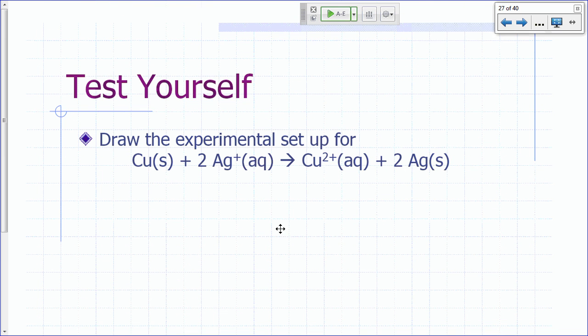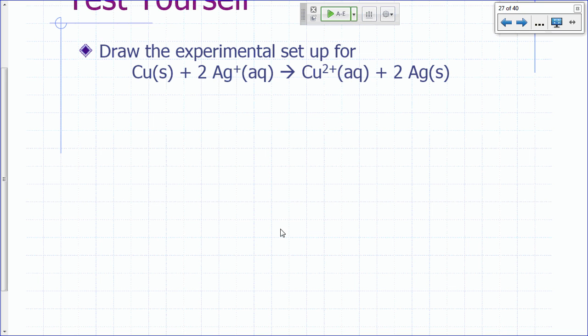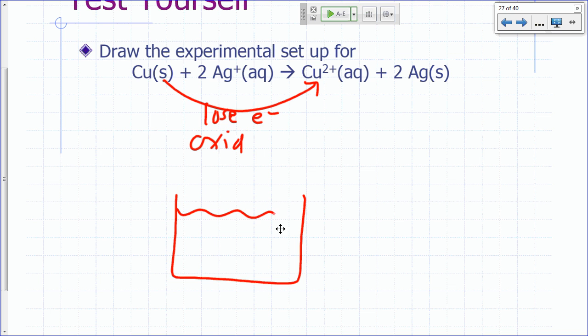What would be our experimental setup for this reaction? What's our oxidation here? Copper becomes copper plus 2, right? So that's a loss of electrons. That means that's oxidation, right? So our anode should have what? It should have copper ions, and we're going to stick a copper metal in there.